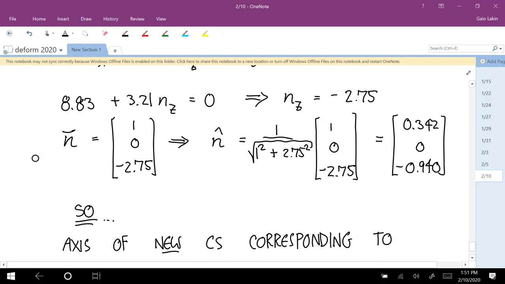All right, so that's the first one, and you can see why I knew these were going to be 0.342 and negative 0.94. Because at the start of this, the way I got our coordinate system was I started with a principal coordinate system and then did a 20-degree rotation. And so what we have here is cosine and sine of 20 degrees.